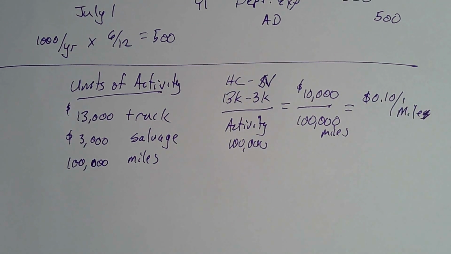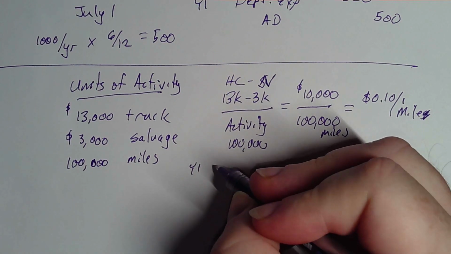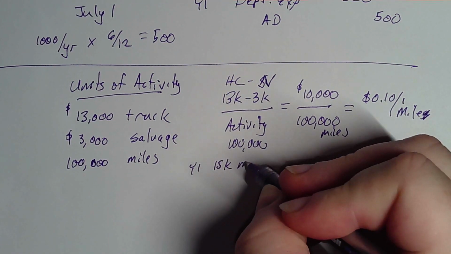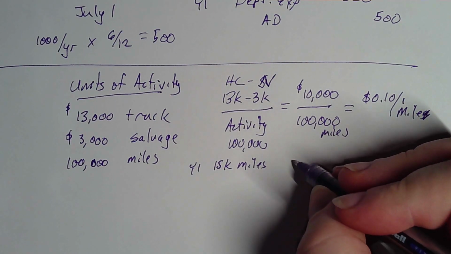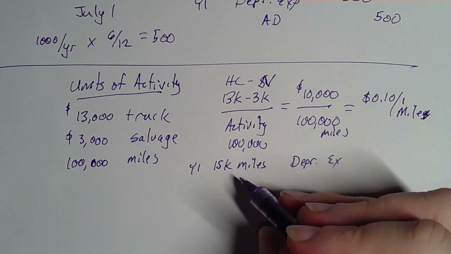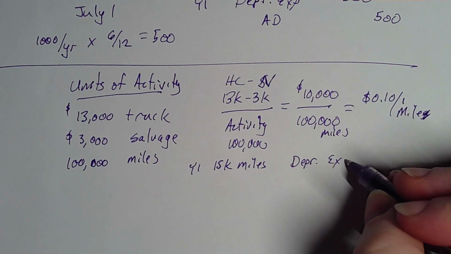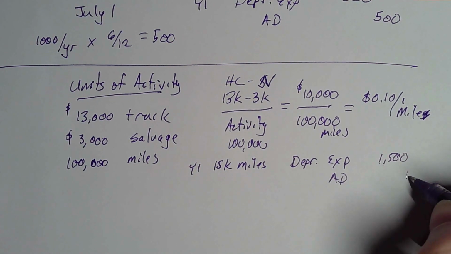So you can see this makes it very easy. All we have to do is check how many miles was this truck driven in any particular year or any particular month, and we can figure out what the depreciation is. So if in year 1, we drive it 15,000 miles, that is going to be depreciation expense. Well, 15,000 times 10 cents is going to be $1,500. And the accumulated depreciation is going to be $1,500.